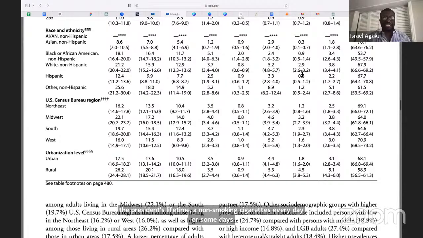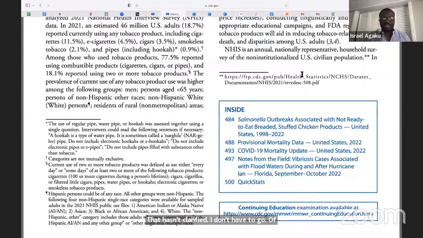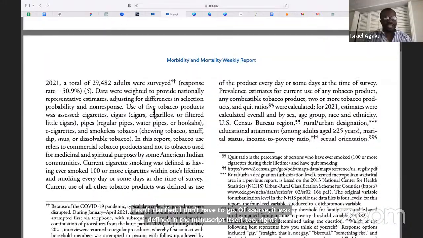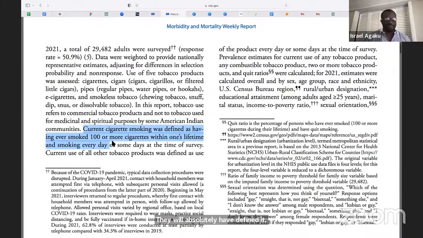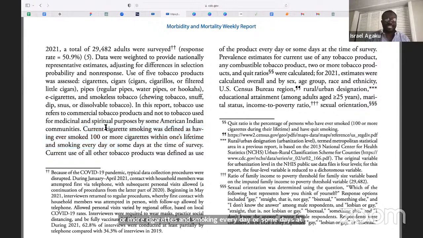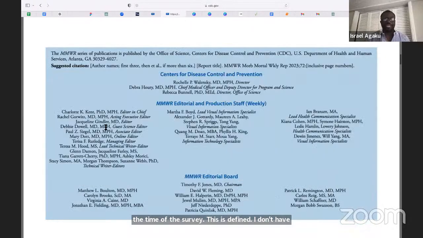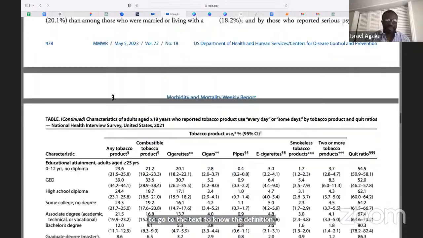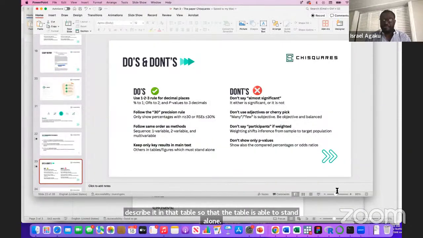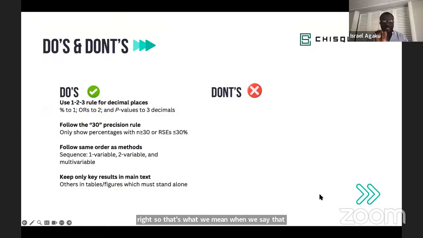Of course, it was defined in the manuscript itself too, right? They would absolutely have defined it here in this text. Current cigarette smoking was defined as having ever smoked 100 or more cigarettes and smoking every day or some days at the time of the survey. This is defined. I don't have to go to the text to know the definition. Why? Because if I mention it in the table, I must provide a footnote to describe it in that table so that the table is able to stand alone, right? So that's what we mean when we say that you can keep other findings in the table which must stand alone.